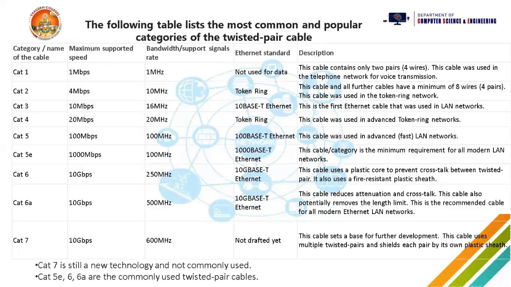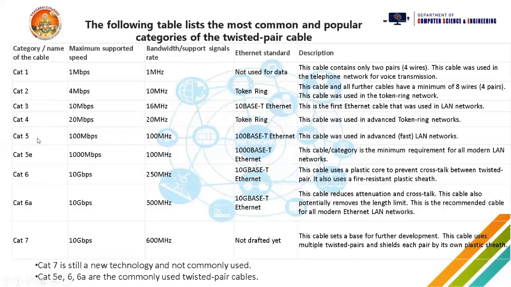Now, when we started using these cables, nothing but twisted pair cables, initially we started with category 1, the first cable, which supported only 1 Mbps of speed, which we don't use anymore. Even our mobile phones use higher data rates than this. That's the reason these five cables, Cat 1, 2, 3, 4 and 5, we do not use anymore. They used to be used earlier, but we are not using them anymore.